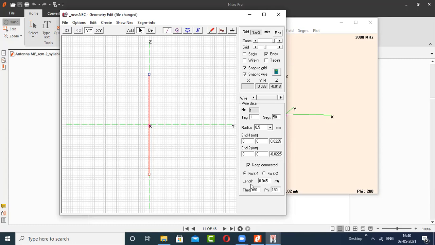And take 4 cases. Or what you can do, 2 cases for the reduction from the original size and 2 cases for increase in the size. In that way also you can do.